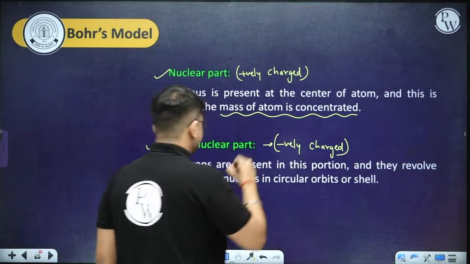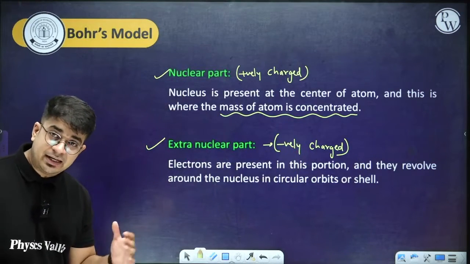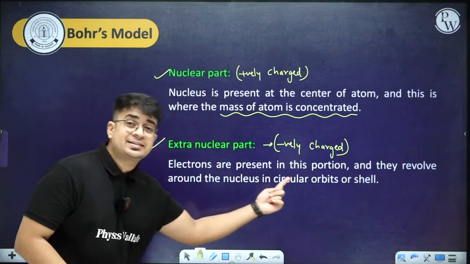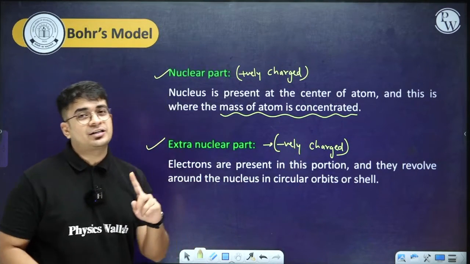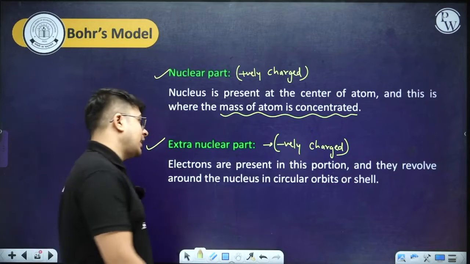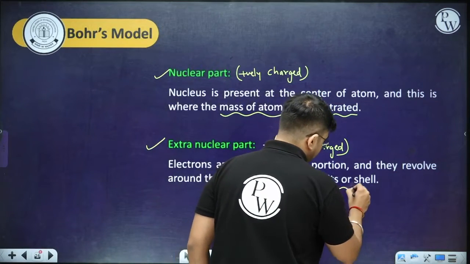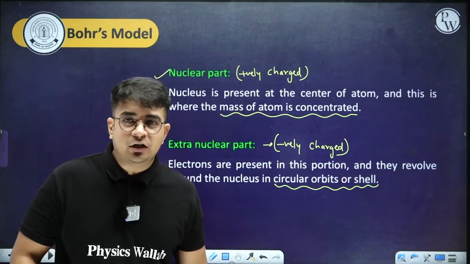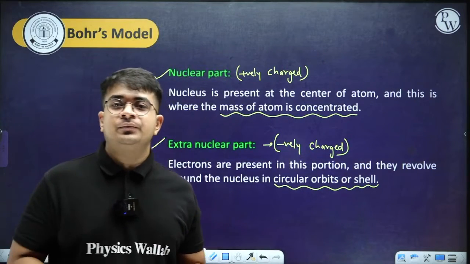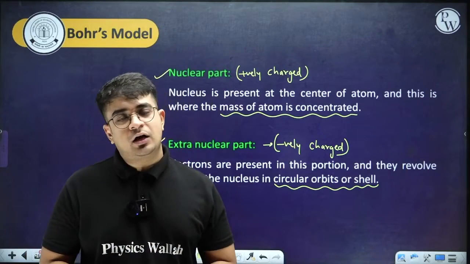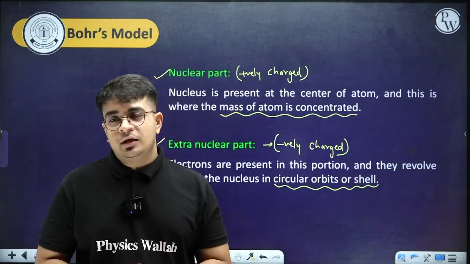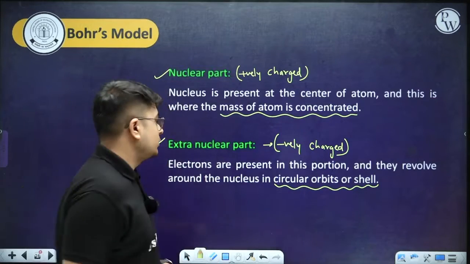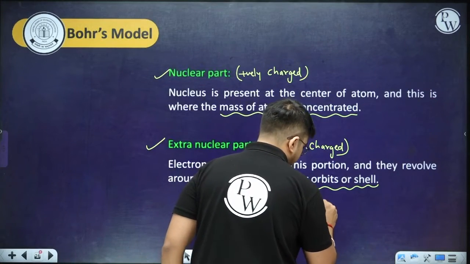Now he simply said that electrons are present in the extra nuclear portion and they revolve around the nucleus in circular orbits or shells. So this was the first time when somebody actually defined the path of the electrons. He simply said that if I am talking about the extra nuclear part, the electrons are revolving around the nucleus, that is for sure true, but they are revolving around the nucleus in a circular fixed path. So this is the circular fixed path.